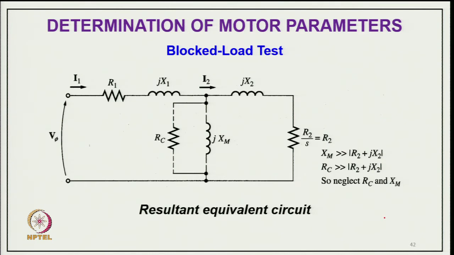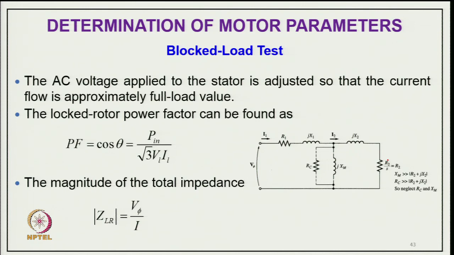So, now the equivalent circuit comes in this fashion. It becomes R2, and this impedance is very low compared to Xm, and R_C is also very high compared to this. So, we can neglect R_C and X_M here, the shunt branch parameters. So, this equivalent circuit comes out in this manner.